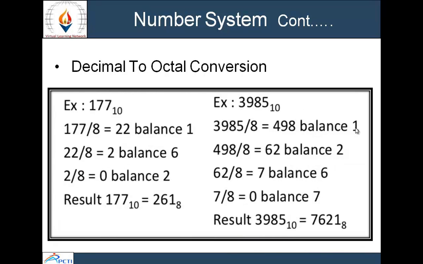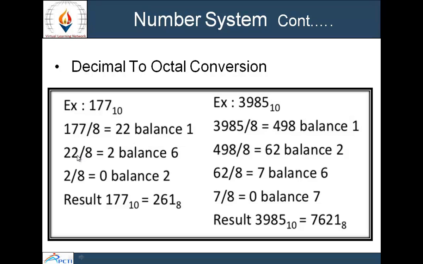Next is decimal to octal conversion. To convert a decimal number to an octal number, the process will be the same as in the case of binary numbers, that is, the repeat division method, but instead of 2 we will divide the number by 8, because the base of the octal number system is 8. You can see here, we divide 177 by 8 and find the quotient and remainder.